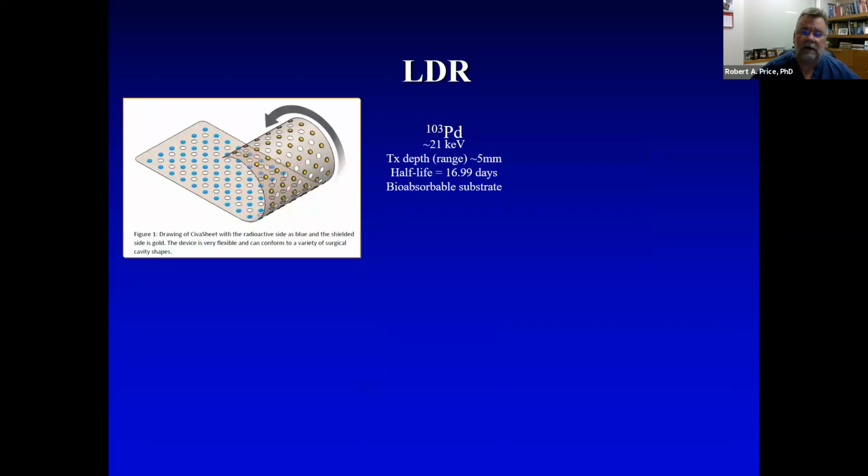We do LDR here in the form of the Civisheet. This is a unidirectional palladium source, palladium 103, that has gold embedded on one side. And what that gold does is attenuate those low energy photons from coming out the other side. This is all embedded in a bioabsorbable substrate that is sewn into the tumor region during surgery, and typically the tumor bed, and it decays with the source. So it goes away basically.